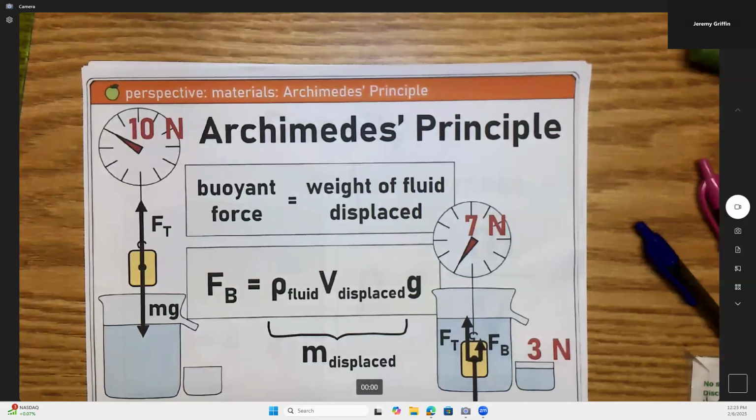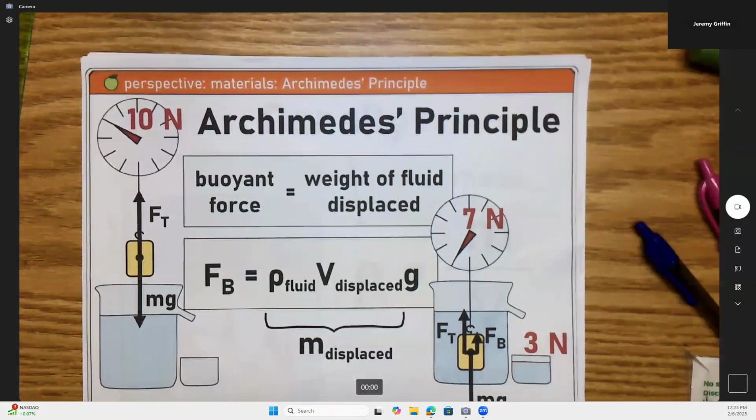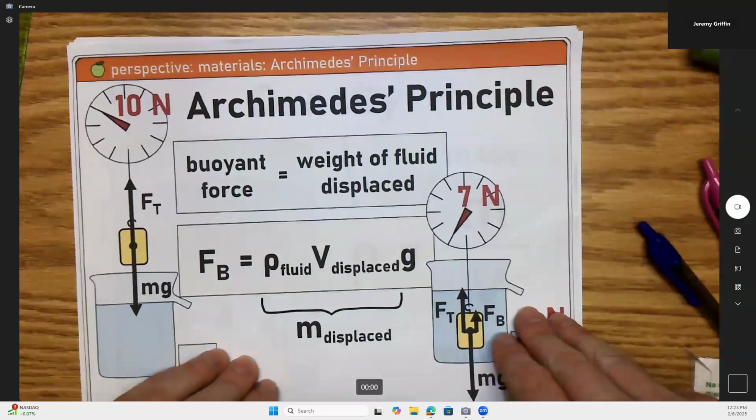All right, so there's a little recap from yesterday. Archimedes principle: buoyant force is equal to the weight of the displaced fluid. You guys remember this whole experiment? Okay, so that's a little bit of review right there.